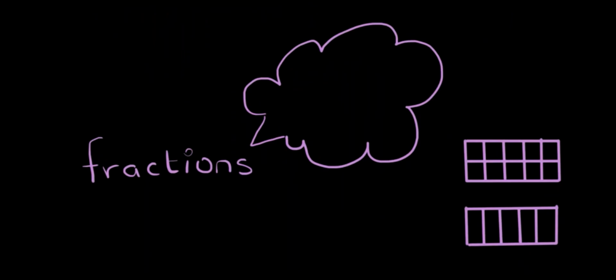The minute I say fractions, what comes to your mind? Most probably something, a number over a number. Am I right? So let's say 2 over 5. That's the first thing that comes to our mind when we talk about fractions, that it's going to be a number which has something called a numerator over a denominator.